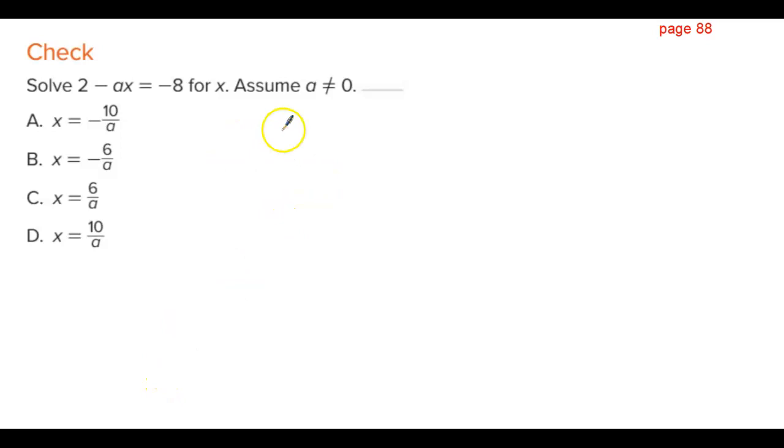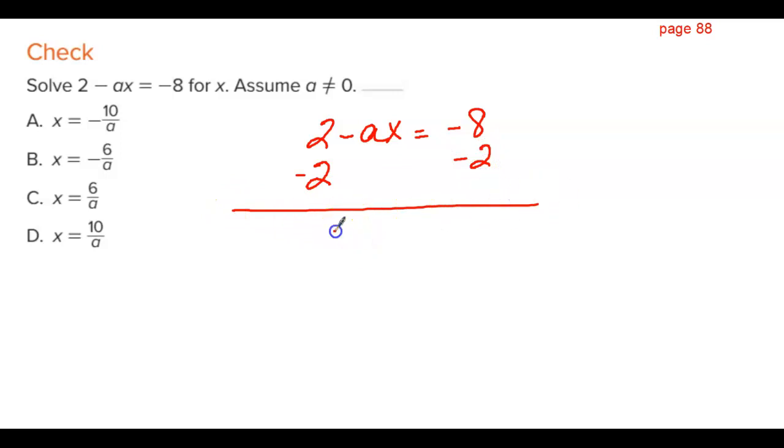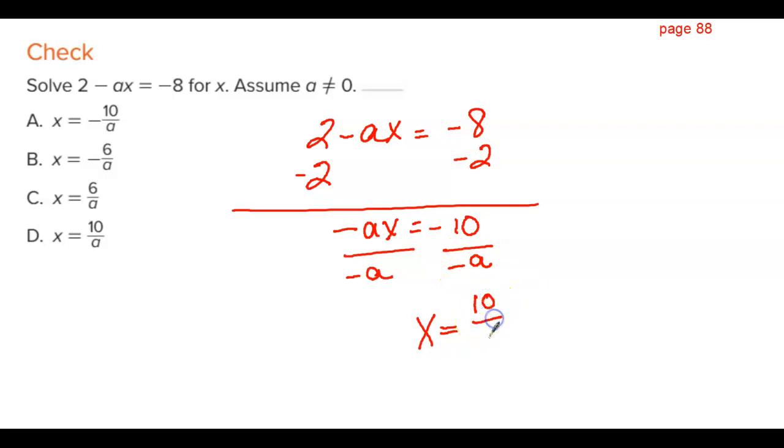Here's another example of a problem like that. 2 minus AX equals -8. Okay. So AX is the variable term we're trying to get alone. So we would subtract 2 from both sides. And that gives us -AX equals -10. Then we divide both sides by -A, that would be our coefficient. And we get that X is equal to, negative over a negative makes a positive, +10 over A. So D is the correct answer.